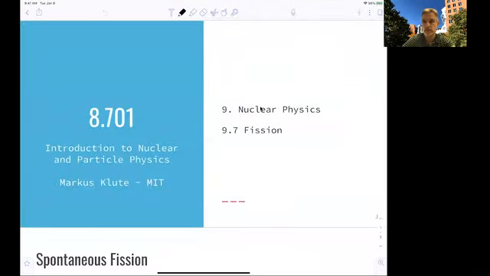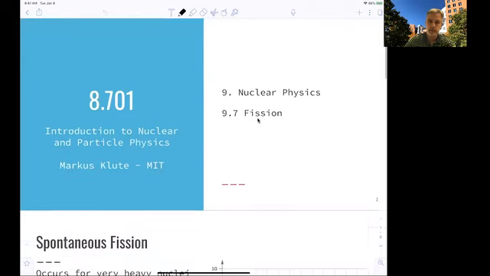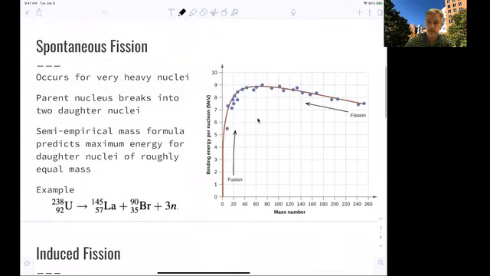Welcome back to 8701. So in this lecture, we talk about nuclear fission. We've already seen the process when we discussed the empirical mass formula. Nuclear fission occurs in very heavy nuclei, as you can see in this plot here. Fission processes are in this part of the spectrum.